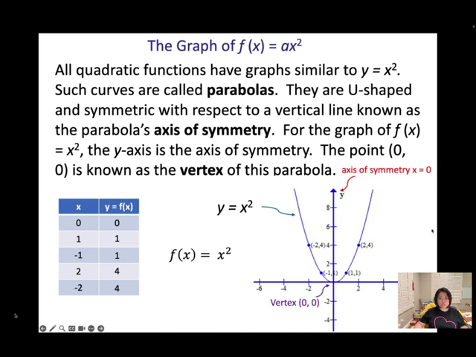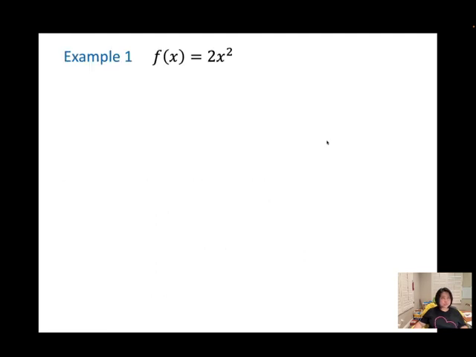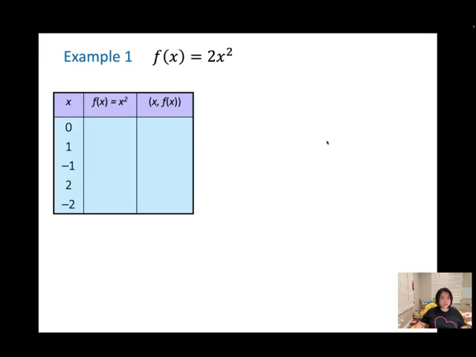Think about it: what is the domain? The domain is all possible values of x, so that is from negative infinity to positive infinity. And then the range: since the vertex here is the minimum point, we start from here, bracket 0 until positive infinity. For this one, I want you to try plugging in points and sketch f of x equal to 2x squared.